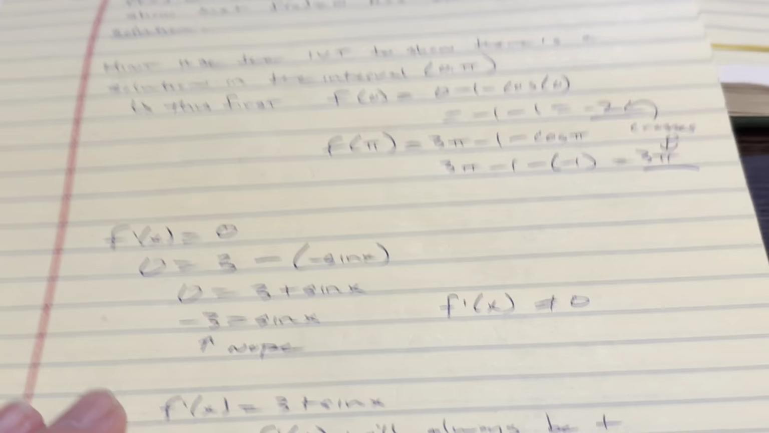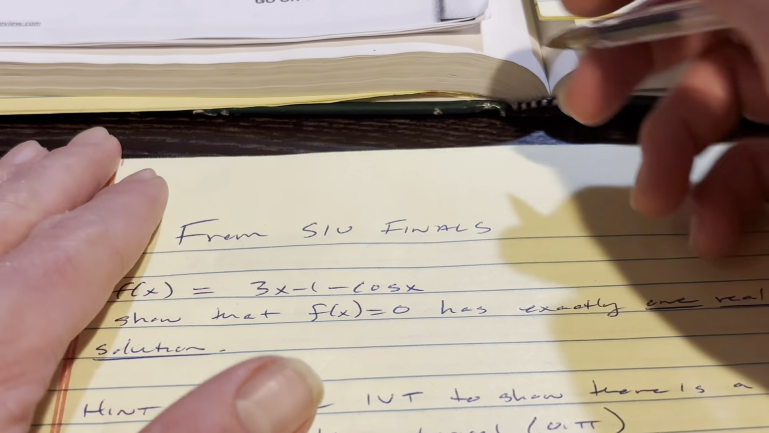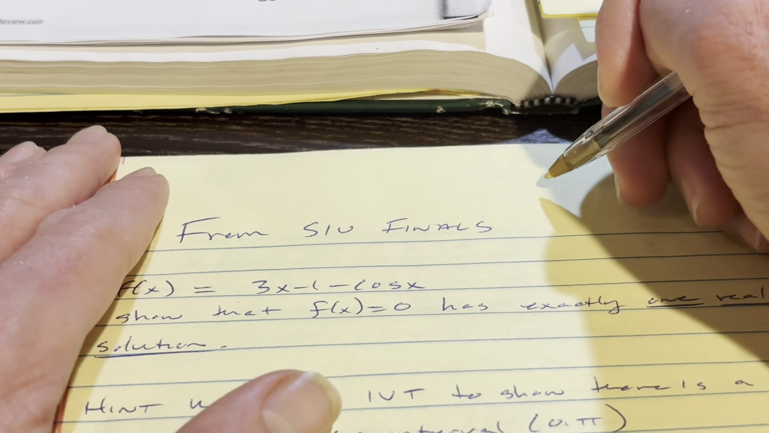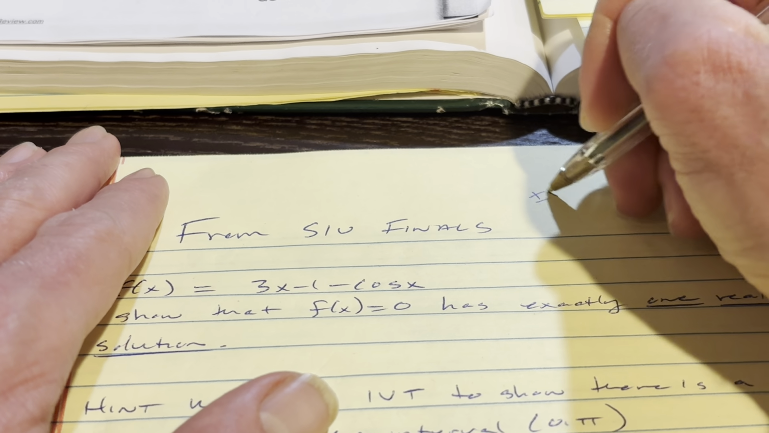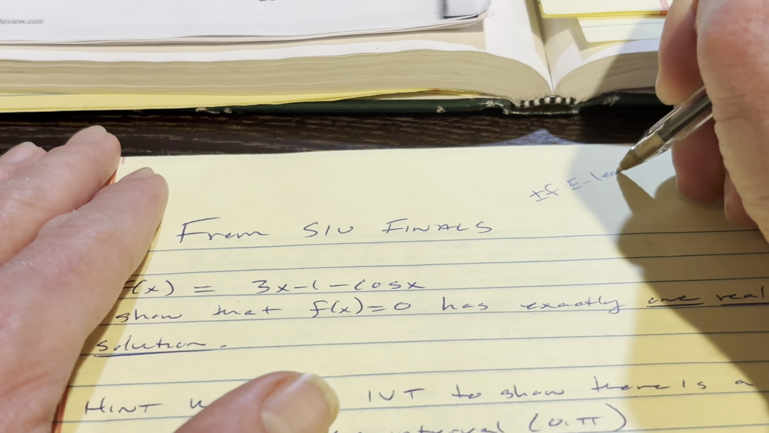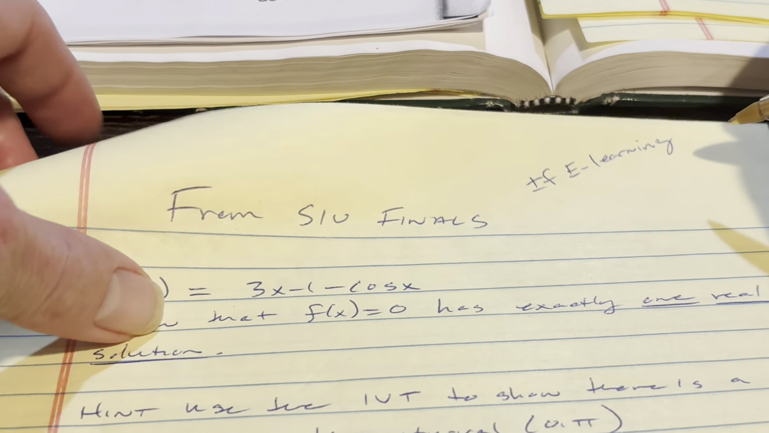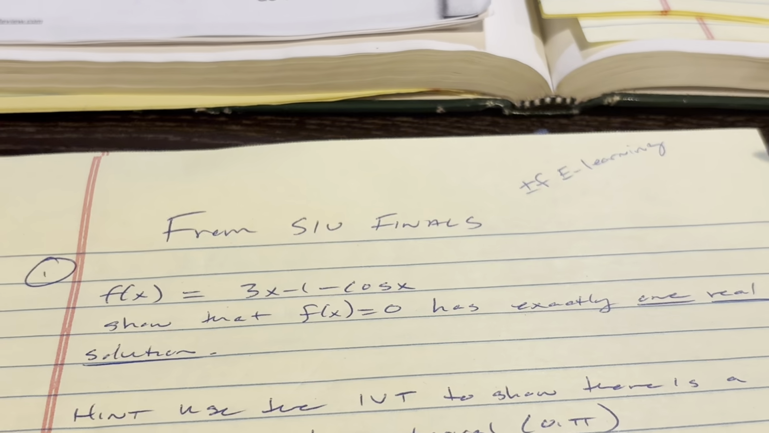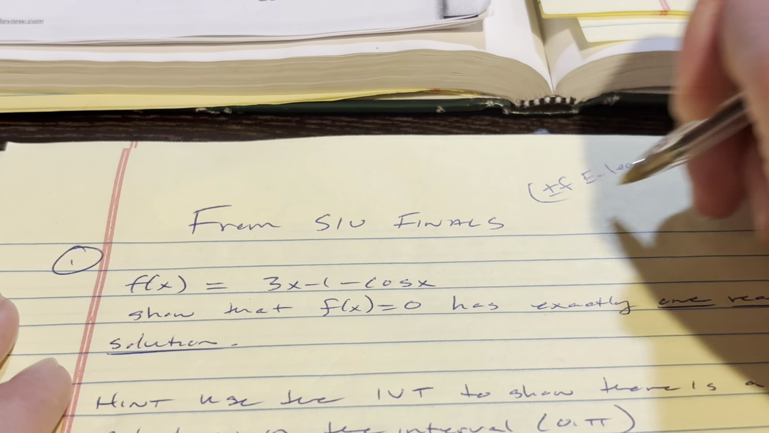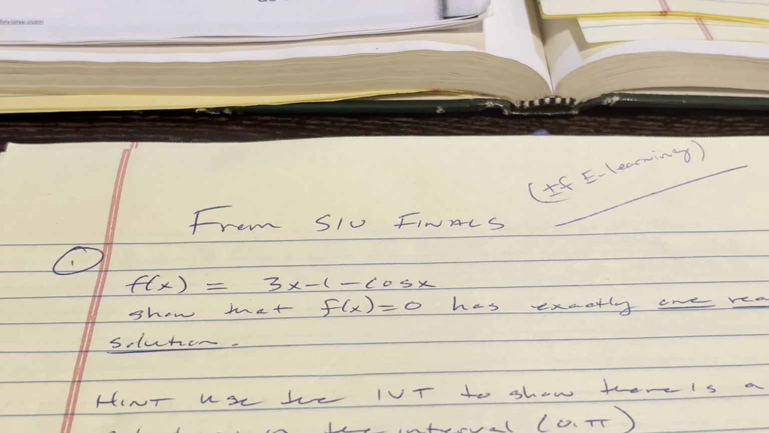All right, so yes, this is from SIU finals. These are going to be worth some more points if you have to do this for e-learning. If e-learning, you're going to put these on a separate sheet of paper, and they're going to be worth a few points. You just attach them to the other questions you had from Tuesday. If not, these are still good examples. So I have some questions here that were from SIU finals.